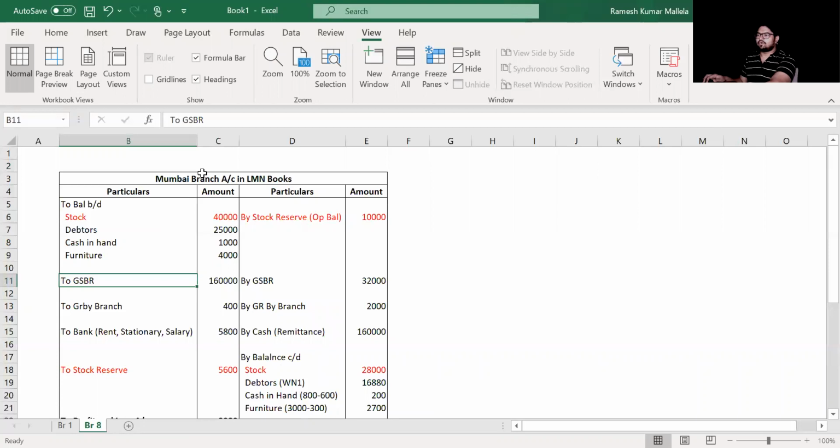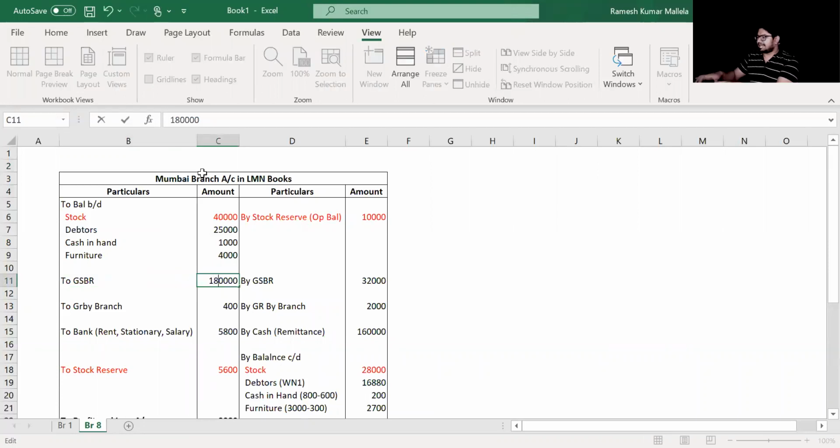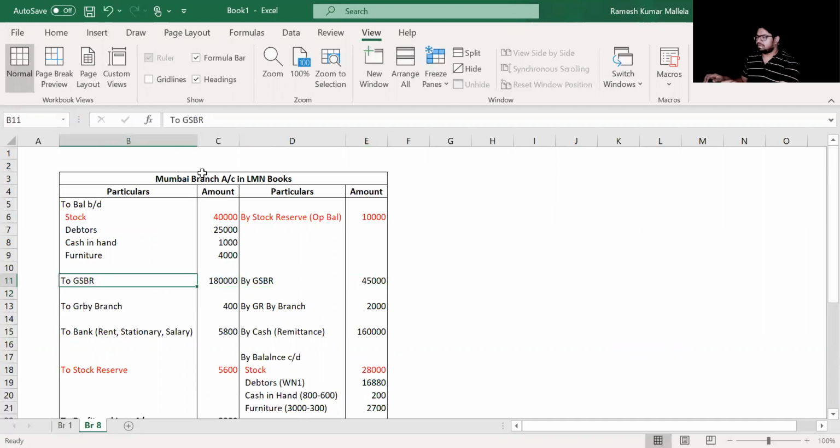Next, after that, what has happened? He has sent some goods. The value of the goods sent is 1,80,000, and the loading on these goods is again 25%, which is 45,000. So goods sent to branch and stock reserve, 1,80,000 and 45,000.